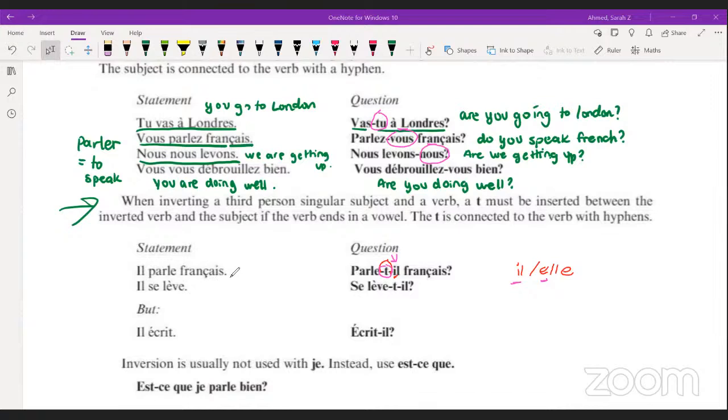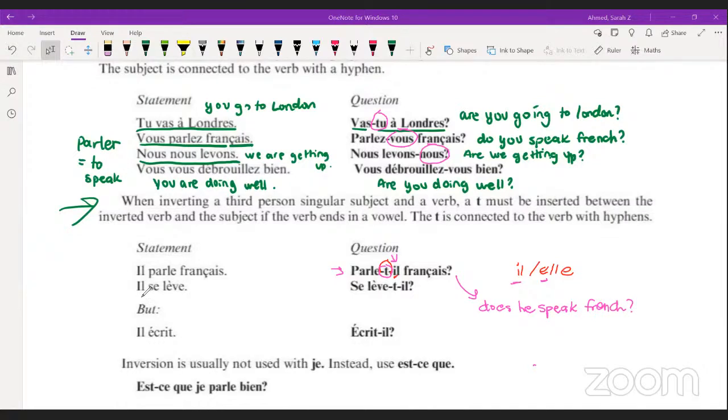Il parle français. Parle-t-il français? Okay, so this one means he speaks French, and what does this one mean? Is he speaking French? Yeah, so in a question it would be, does he speak French? Does he speak French? Okay, I'll write that there.